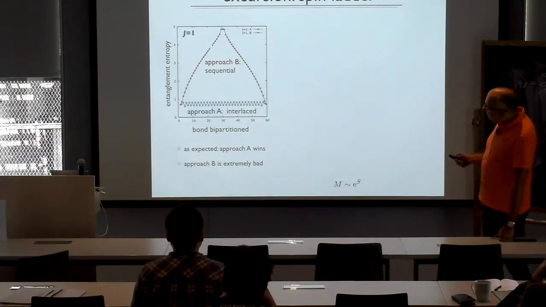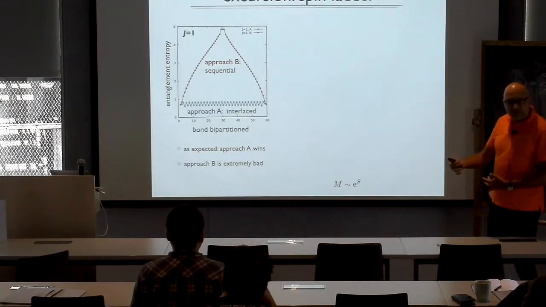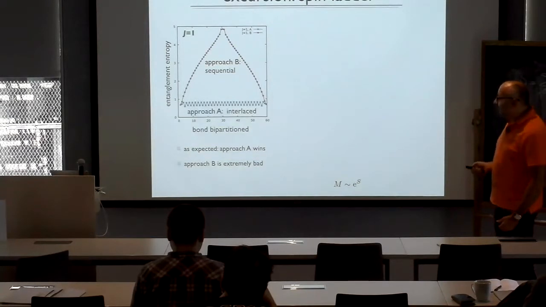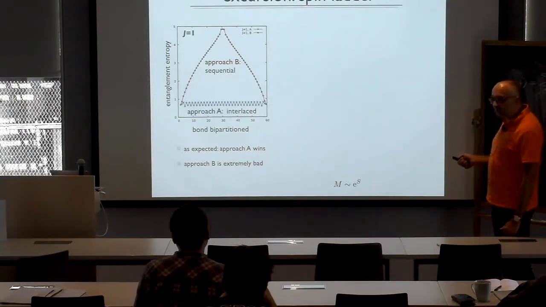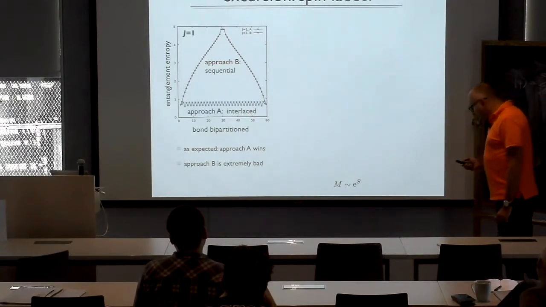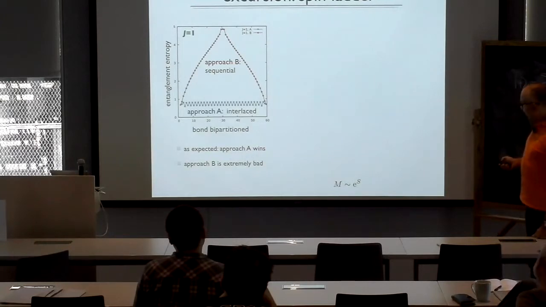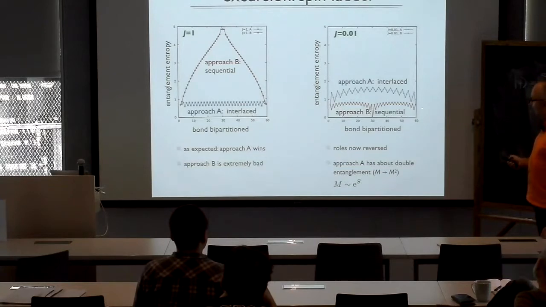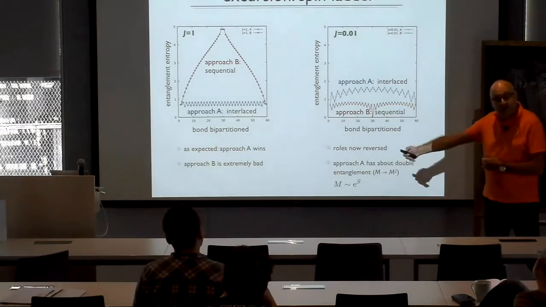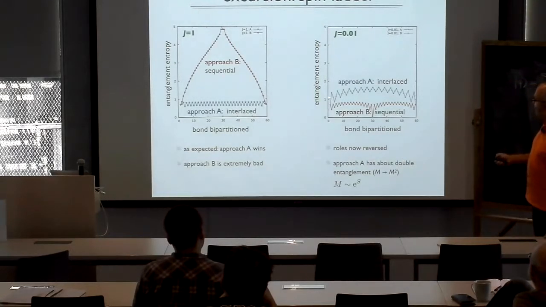And the fact that it's about 5 times higher, all this translates into exponential factors, it's enormous. In fact, this approach is so bad that you can't really even get it to converge properly. But now let's do something else. Let's make the interchain coupling extremely small, 0.01. Now the entire thing is reversed. Now the sequential approach, where you put one chain behind the other, is much better than this interlaced approach.